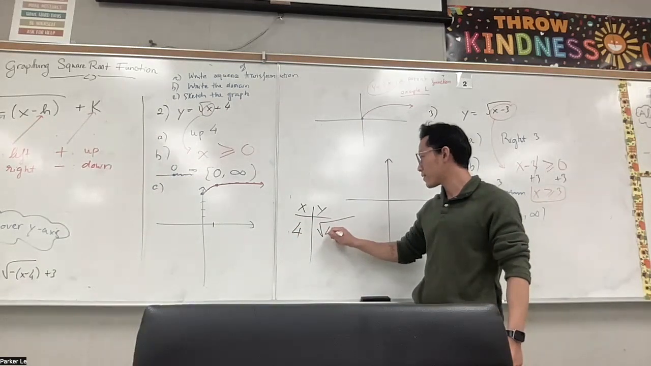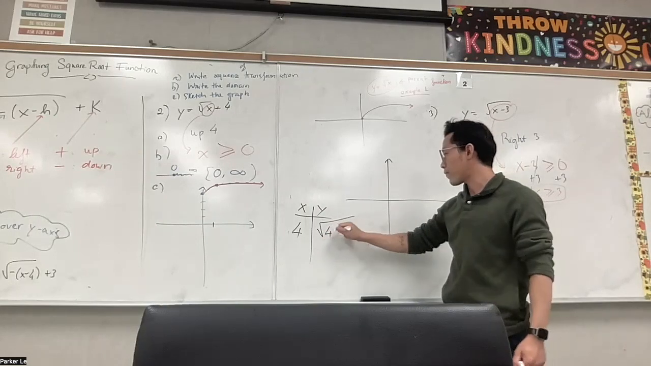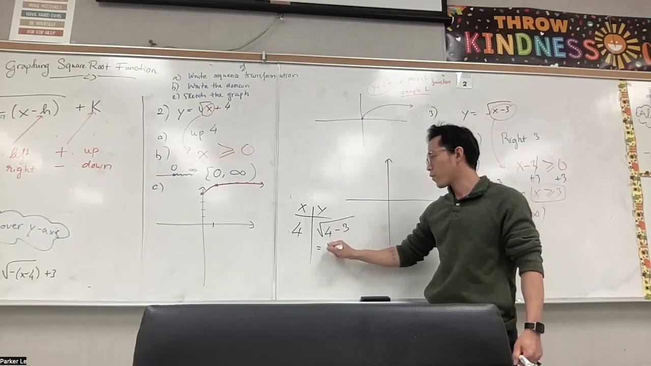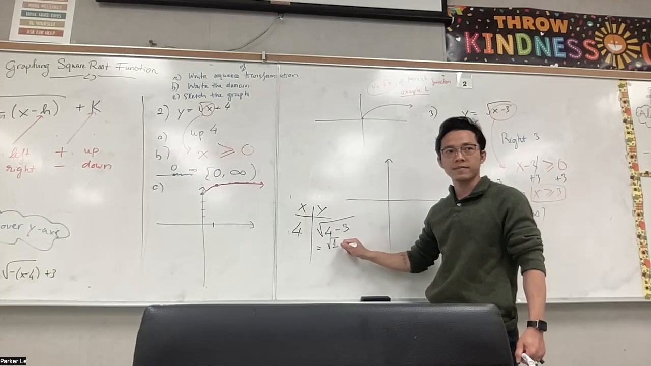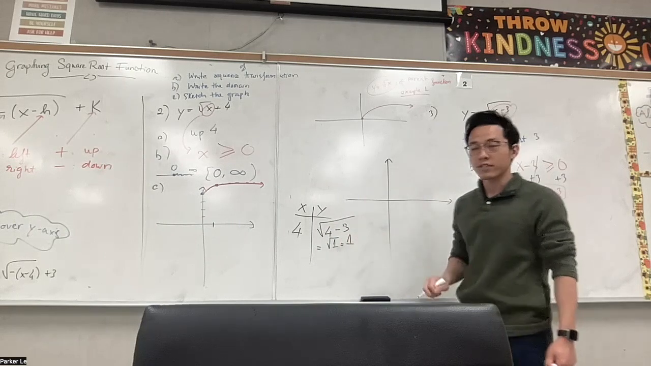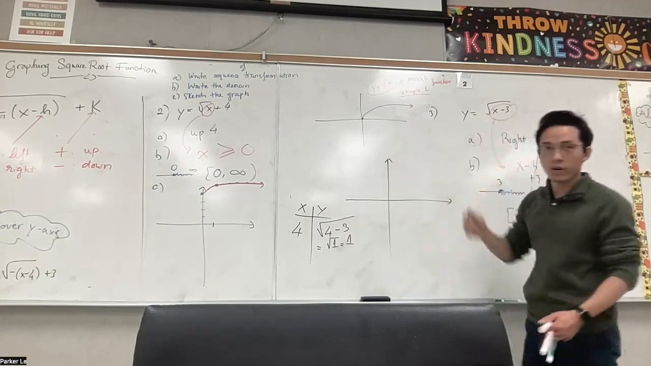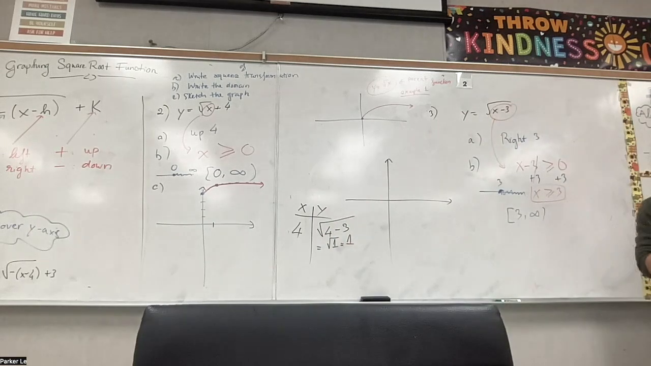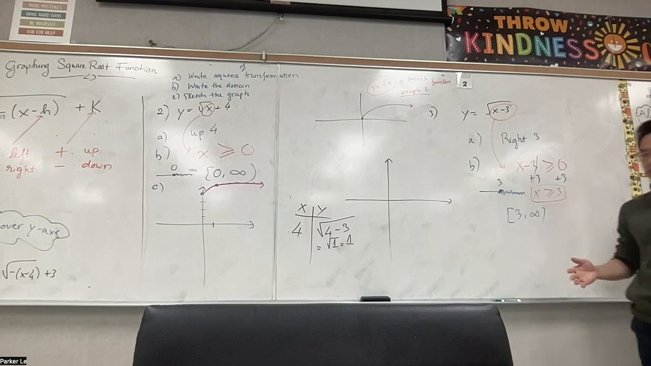When you plug in x equals 4, 4 minus 3 is 1, and what is the square root of 1? 1. You see? You want the inside of the square root to be a perfect square number, like 1, 4, 9, 16, but don't get too big.